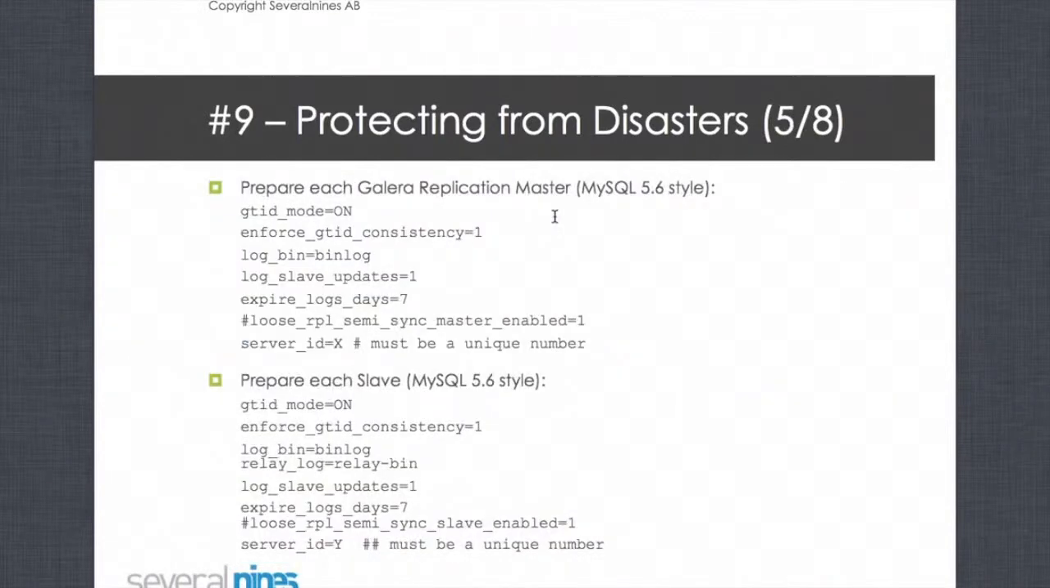And here are some examples of how you can configure this. It's very important that you set log_slave_updates on the Galera replication masters. Otherwise, writes that are happening on another node will not be written into the binary log of this node. So you must set log_slave_updates, and of course make sure that you have unique server IDs, etc.